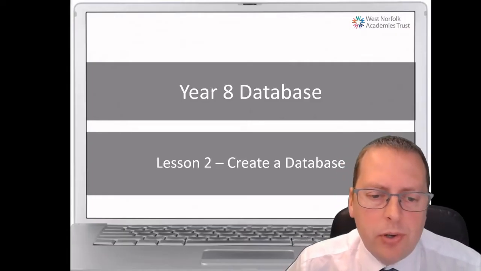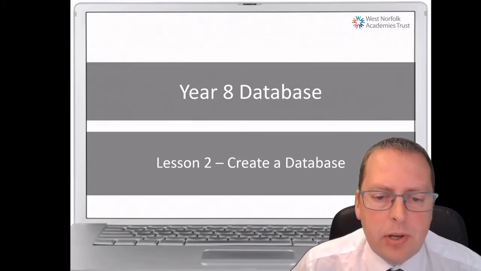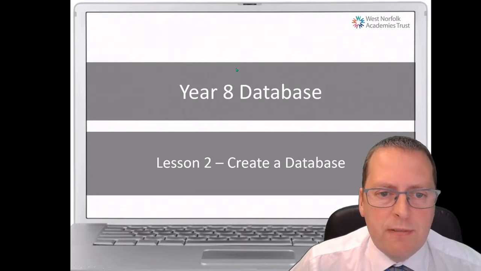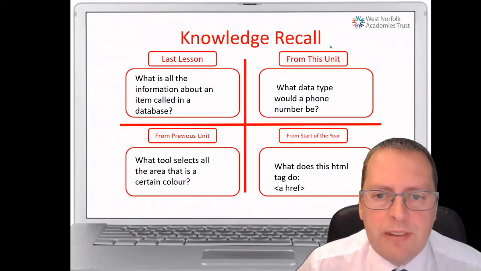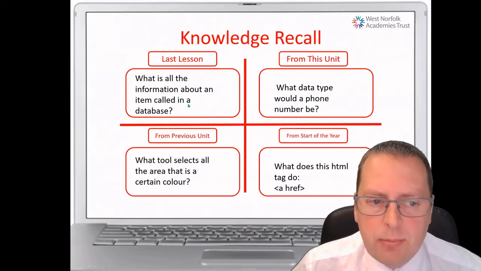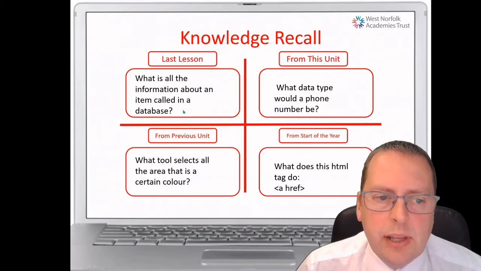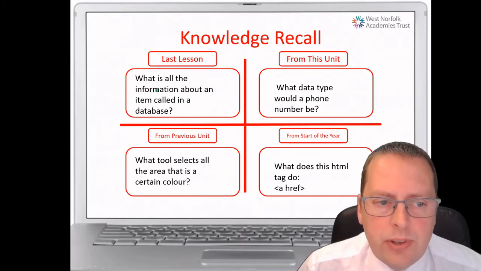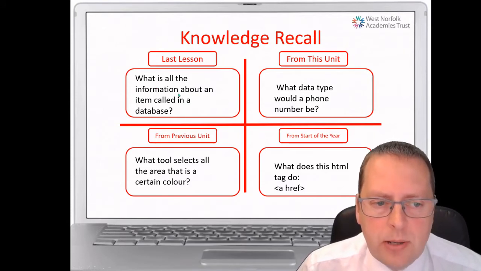We're going to build on our knowledge of databases this week, building on the database that you started last week. So before we move on, let's just have a recall of previous knowledge, and the first couple relate to this topic. So what is all the information about an item called in a database? You can answer that. So if you think about all the different bits of information about one item, what is that called?